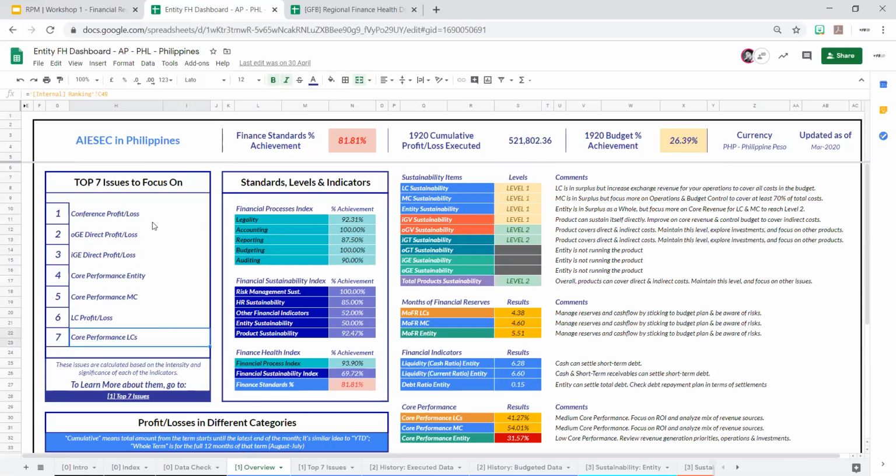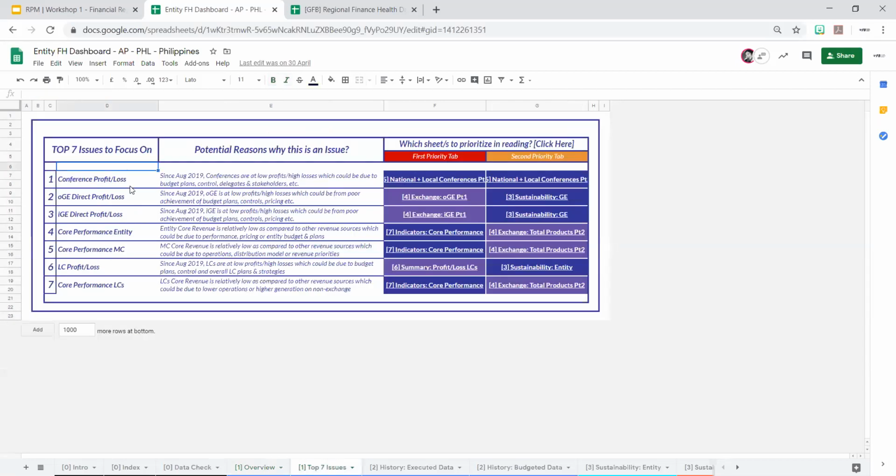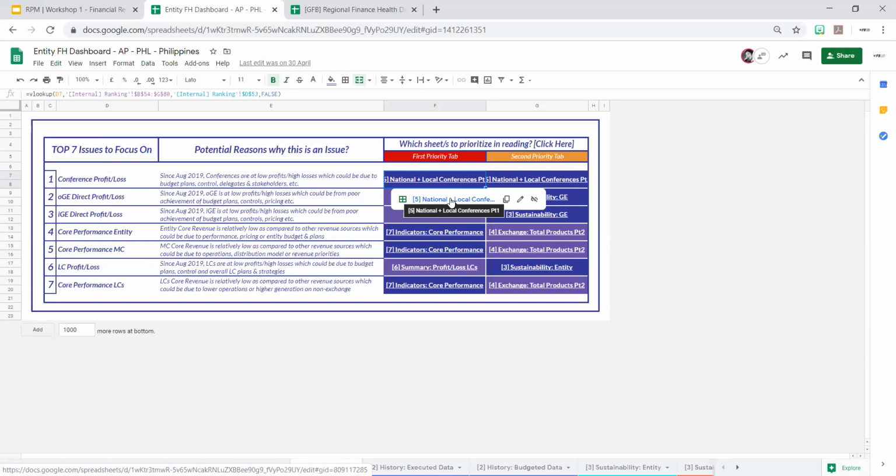We have scoreboard-like criteria that calculates this. Don't worry, you don't need to look at that one. But based on the top 7 issues, there is another tab that says top 7 issues, which has the potential reasons why certain areas are an issue. Once you are in this top 7 issues tab, you can click different tabs. For example, you can choose the top 1 issue and then click the priority tab that can link you to another tab to show you more data in terms of that area.